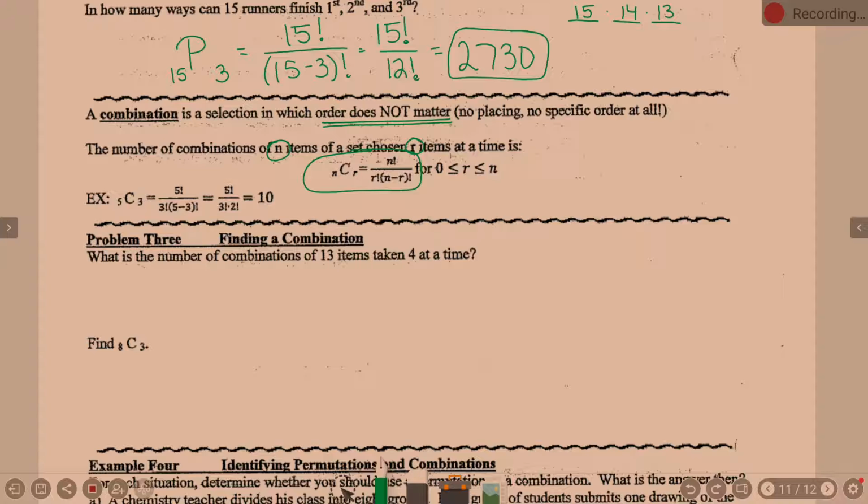Let's look at our example and we'll practice putting them in the calculator. What is the number of combinations of 13 items taken 4 at a time?